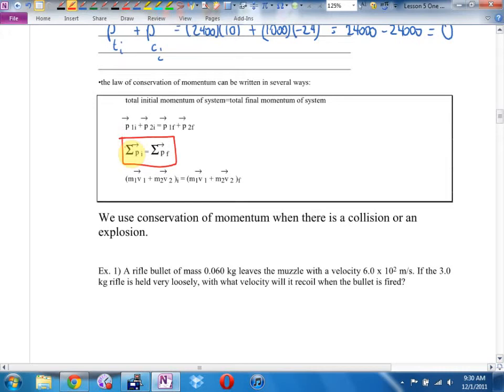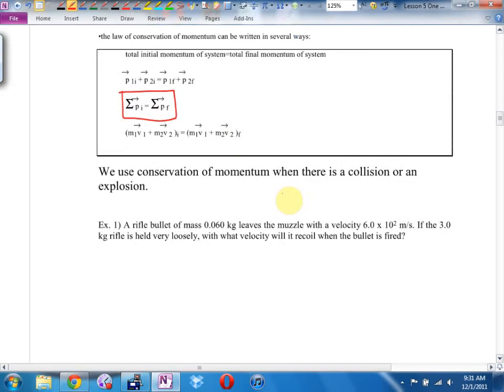Or because momentum is mass times velocity, you could say mass 1, velocity 1, mass 2, velocity 2, initial equals mass 1, velocity 1, final, mass 2, velocity 2, final, if you're looking at two masses. When do we use this? When there's a collision or an explosion.